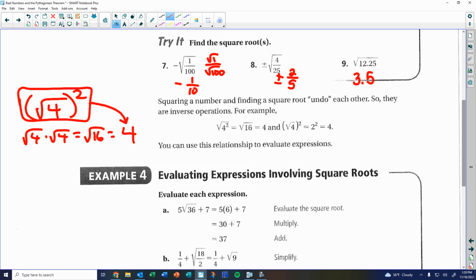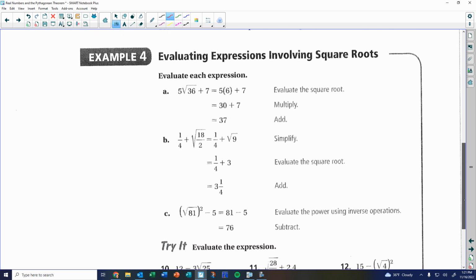So this is basically an inverse of each other. So when you square a square root, it lifts the square root sign. It just becomes the number, the radicand, the number under the root. Okay? So keeping that in mind, now we start to evaluate some expressions.